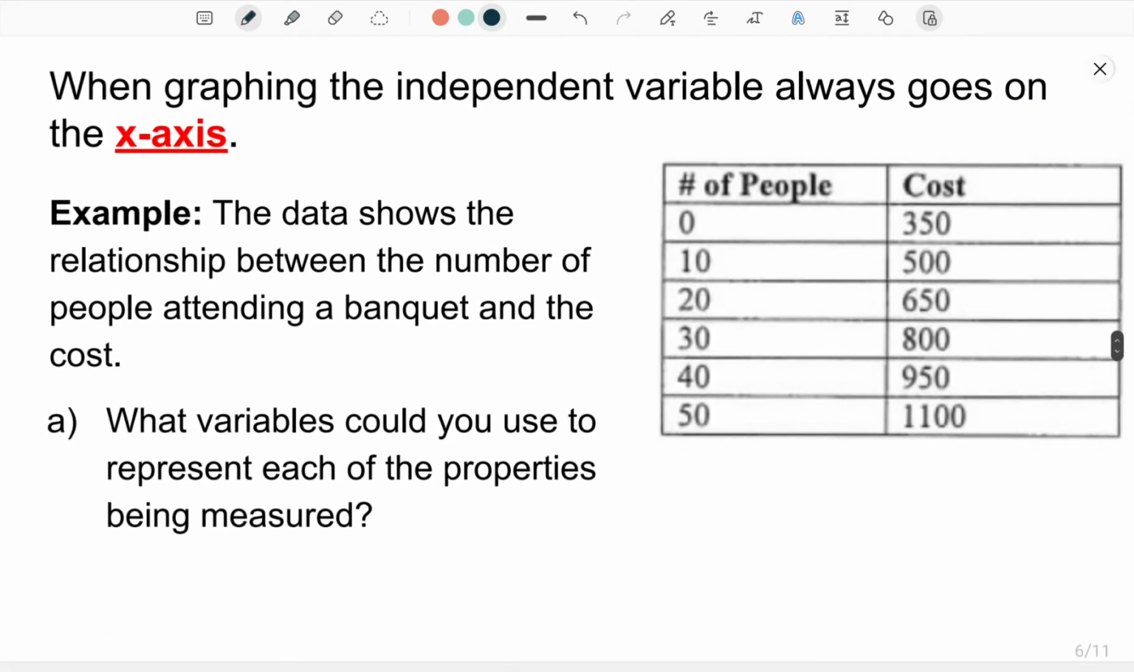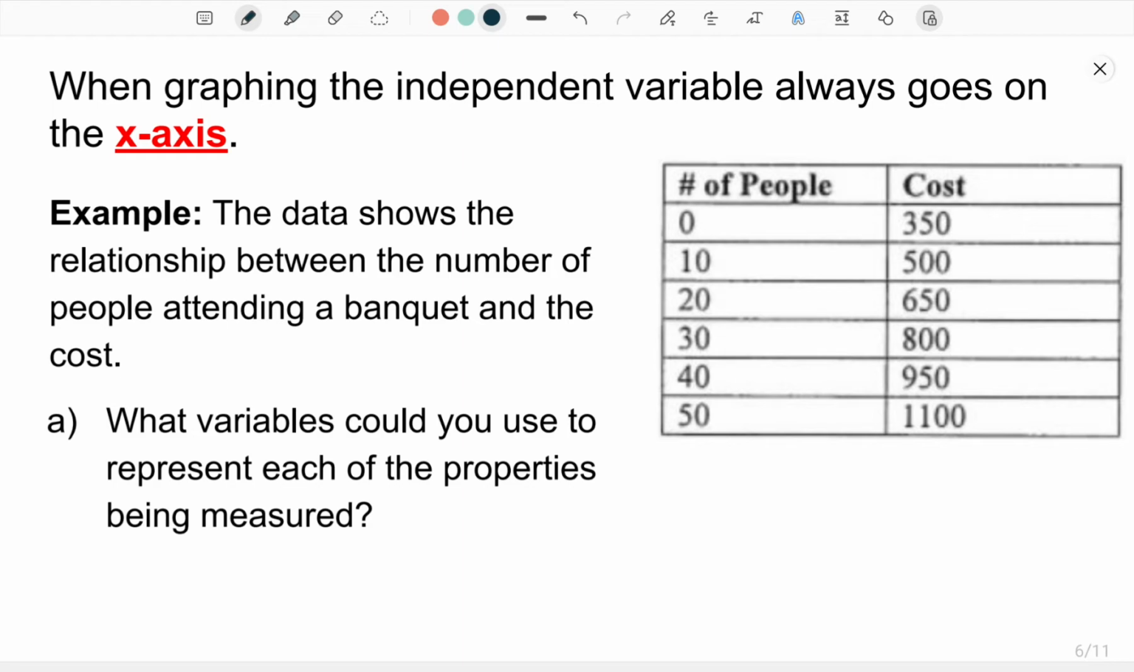All right, so when we're graphing, as we said before, the independent variable always goes on the x-axis. I'm just repeating that because that is important. So let's go through this example and see how we can make use of graphing things and estimating values. But first, we'll have to identify our variables. So the data shows the relationship between the number of people attending a banquet and the cost to actually put on that banquet. So we have a table of values there.